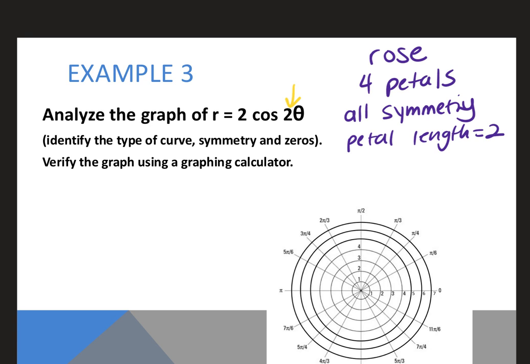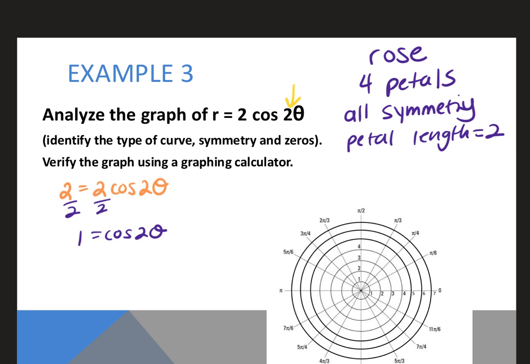Okay, now we're going to find where the petals are. So I'm going to take my equation and set it equal to 2. I'm plugging 2 in for the r. 2 equals 2 cosine 2 theta. Then I'm going to divide by 2, and I get 1 equals cosine 2 theta. Why are you plugging in 2 for the R? Because you want to find the petals. So we're saying, where does that petal exist? I set it equal to the petal length.